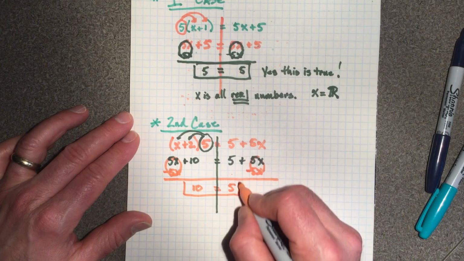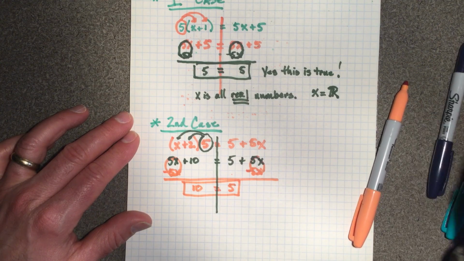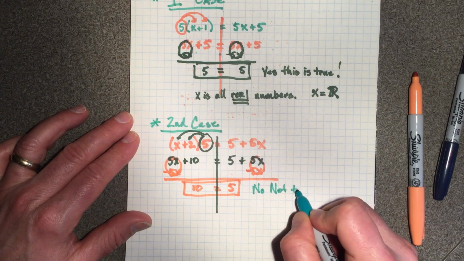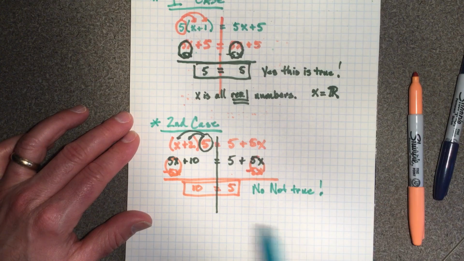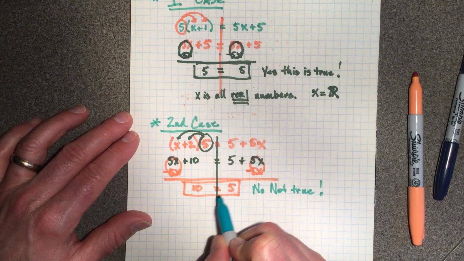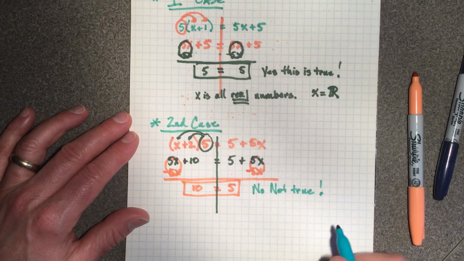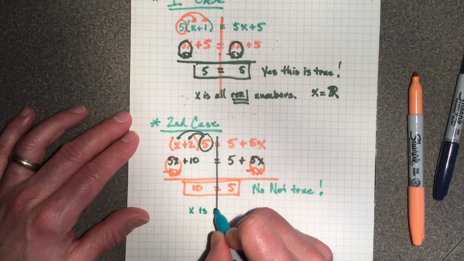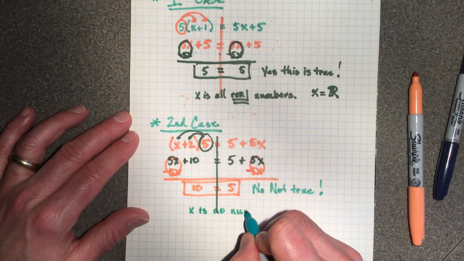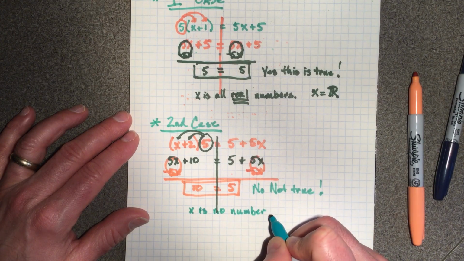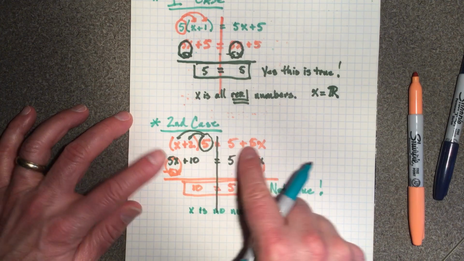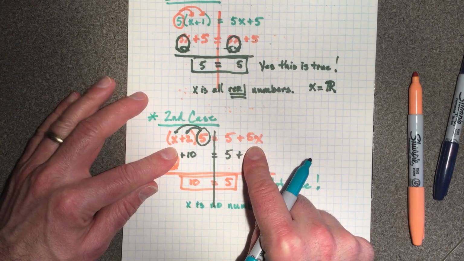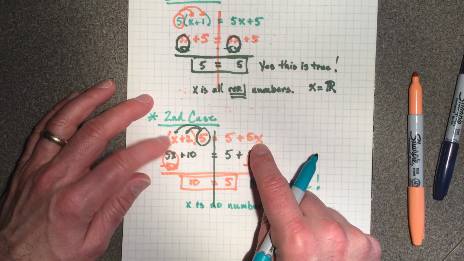And now you look at this and say, no, not true. That means 10 and 5 are never equal to each other. So now we say x is no number. There's no number that I can put in here where this thing will balance. None of them work. Even though there's an infinite number of numbers, none of them will ever work.